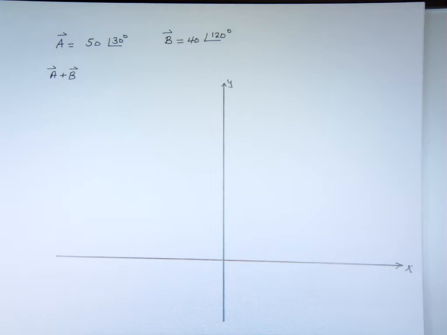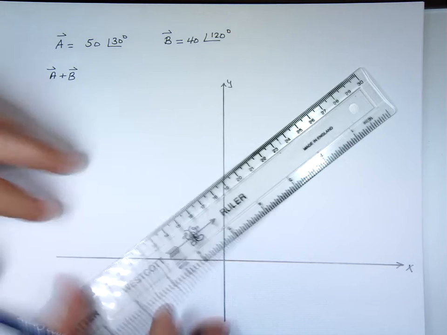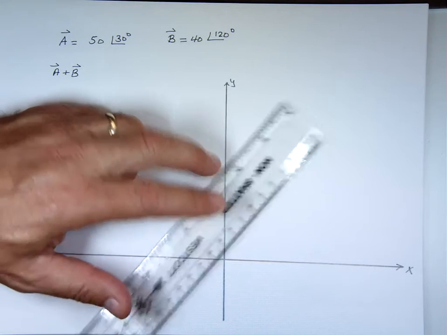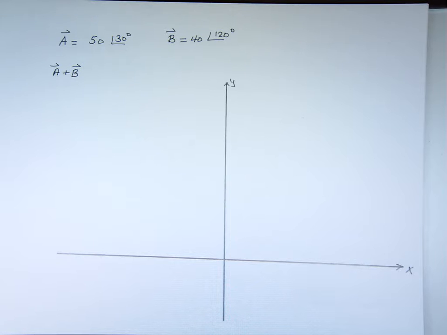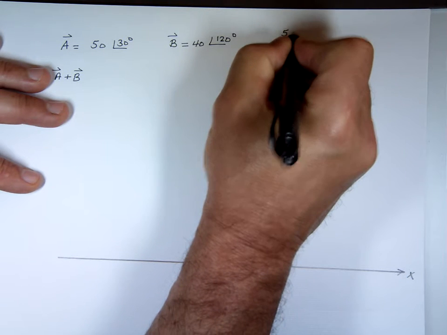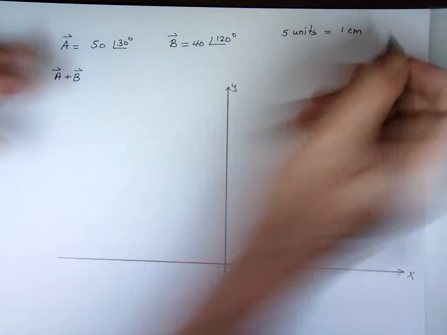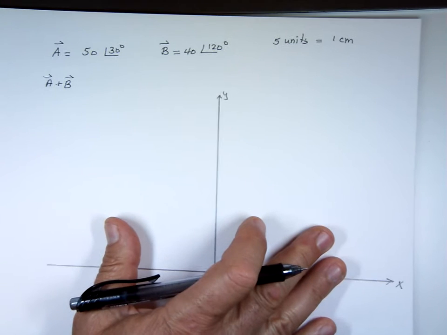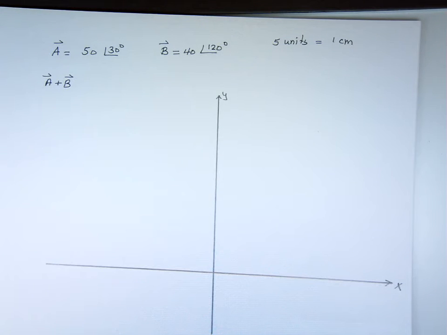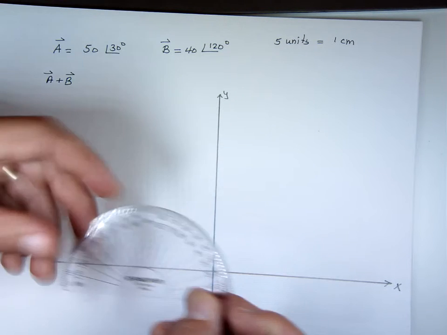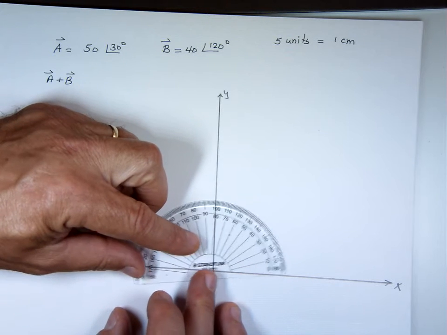Let me start with vector A. The value 50 at angle 30. Now I've got to use a scale. What are you going to use? Because you're not going to use 50 centimeters here. You don't have enough paper. So what I might do here, I might say, you know what, for a scale, I'm going to say 5 units equals 1 centimeter. That's the scale I'm going to use. 5 units is equal to 1 centimeter. So when I graph this vector, first is a 30-degree heading. I've got to find out where that heading is. 30 degrees. There's my protractor.